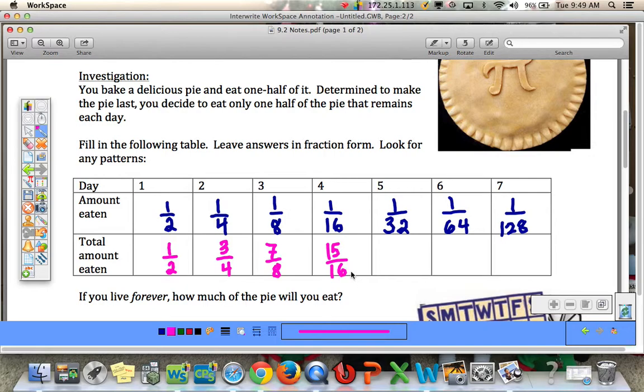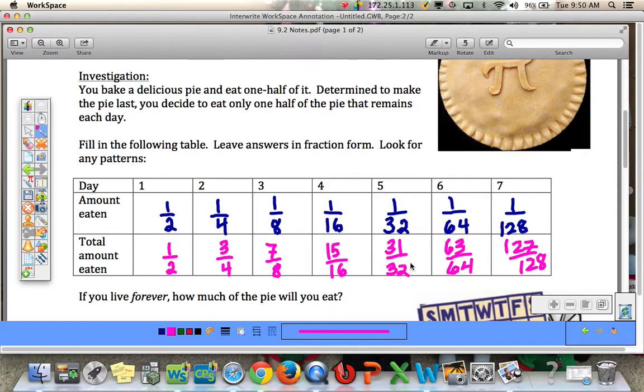So if you've noticed a pattern, the denominator of total amount eaten is the same as the amount eaten that day, but the numerator is 1 less than the denominator. So this would be 31/32. Day 6 would be 63/64. Day 7 would be 127/128. So already by the first week, you've eaten almost all the pie, 127 out of 128 of the pie.